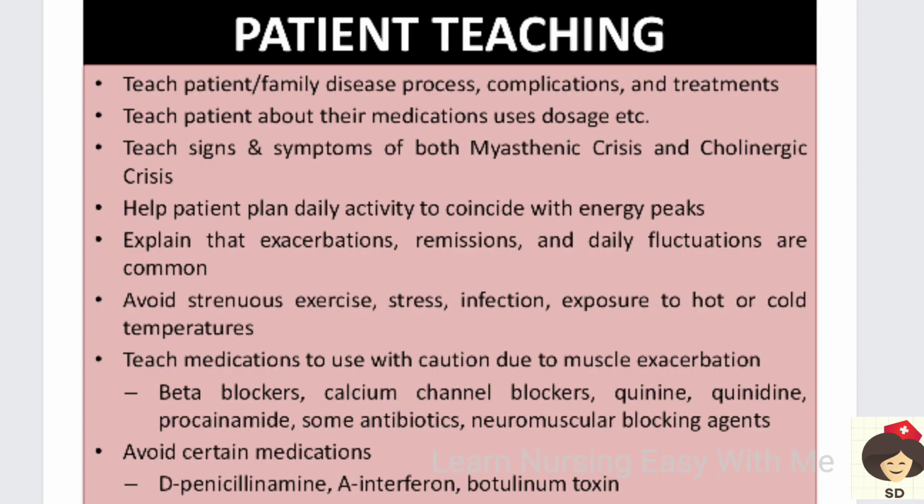Okay, and patient teaching. You have to teach about the disease condition, signs and symptoms, complications, and what has to be done when there is a complication, and also teach about medication use, dosage, etc. Signs and symptoms of both myasthenic and cholinergic crisis have to be taught, and also tell the patient to plan daily activities and maintain normal energy levels. That means strenuous activity should be avoided, and tell the patient there will be fluctuations. When the patient is taking medications, the patient may be well controlled. When he is not on medications, there will be exacerbation, that is, excess signs of myasthenia can occur.